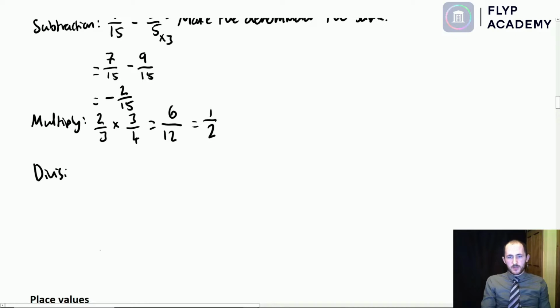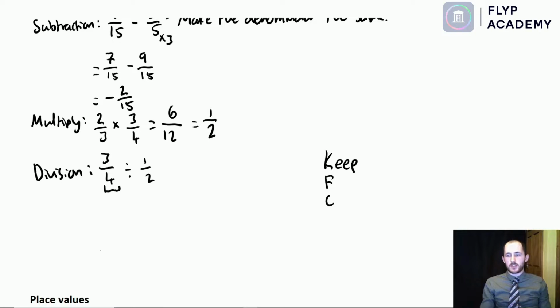Lastly, we have division. Now division works a bit more interestingly, so let's again pick two numbers. Let's do 3 over 4 divided by a half. What we're going to look for is the KFC method. K stands for keep. So we keep the first fraction the same, nothing changes. The F stands for flip, we flip the second fraction, so 1/2 now becomes 2 over 1 here. And the C stands for change, and that means you change the divide to a multiply.